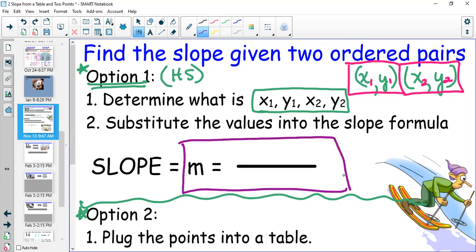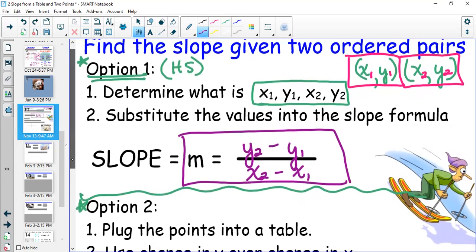But the formula is we take our second y, so y2, and we subtract our first y. So what we're doing there is finding the change in the y's. And then it's all over our second x minus our first x. Okay, so that's option 1.